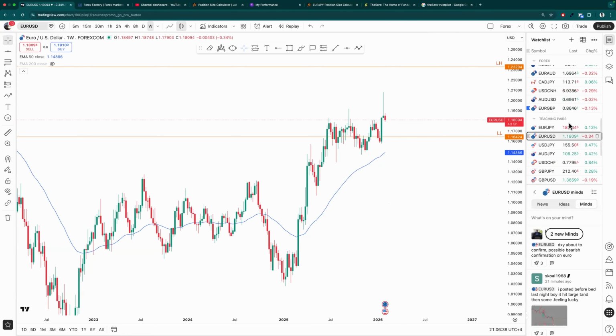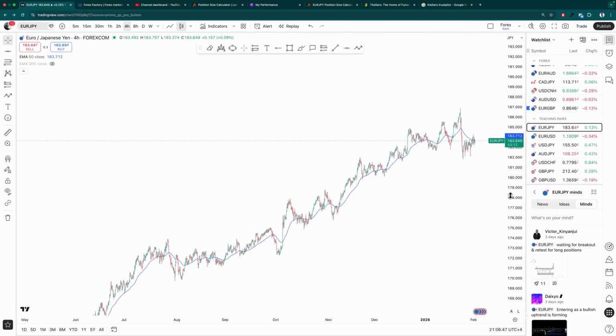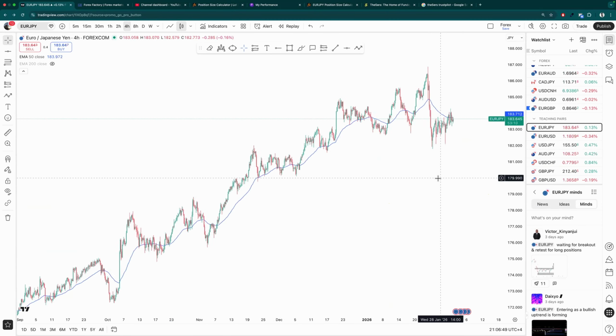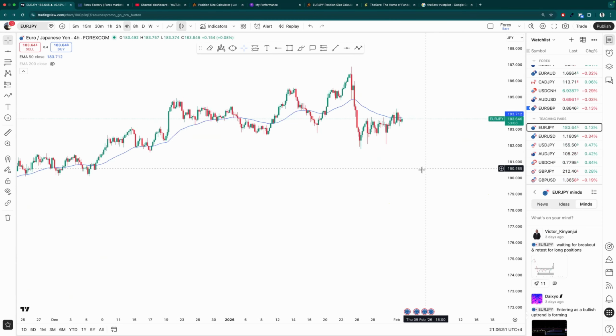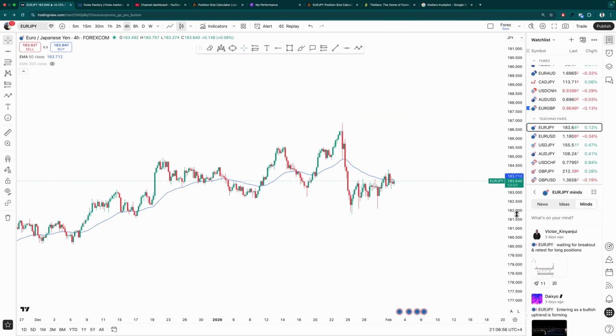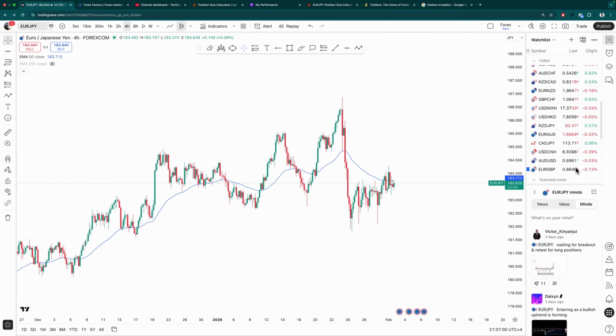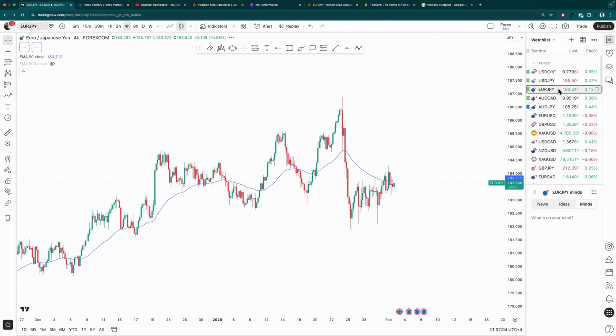For example, Euro JPY right here, I know this 4 hour time frame is bearish. This 4 hour time frame is bearish even though I have entered this trade, but that is based on support and resistance, and that is what I've been doing. And as I have previously told you, it should be very difficult for the market to hit your stop loss. If it's trying, it should be difficult for them.